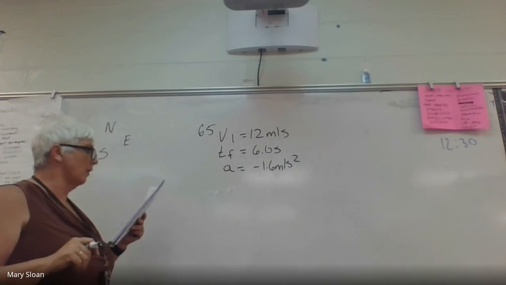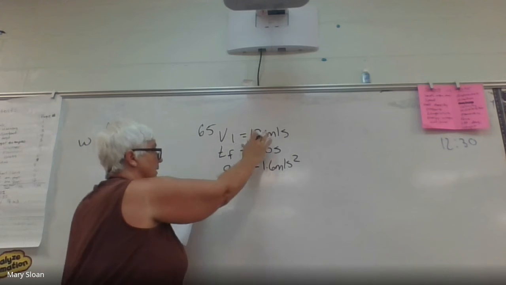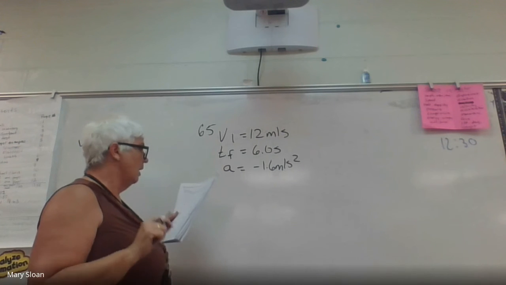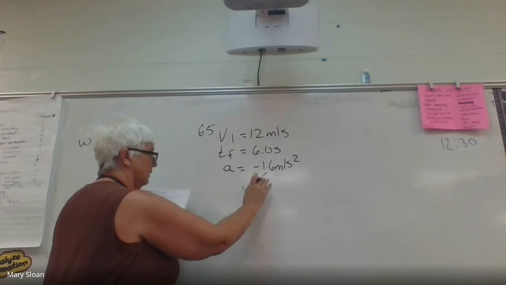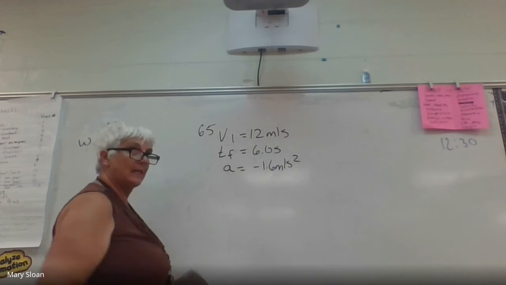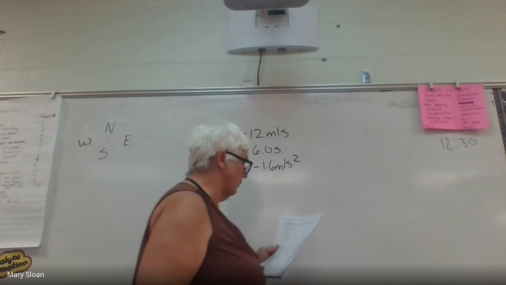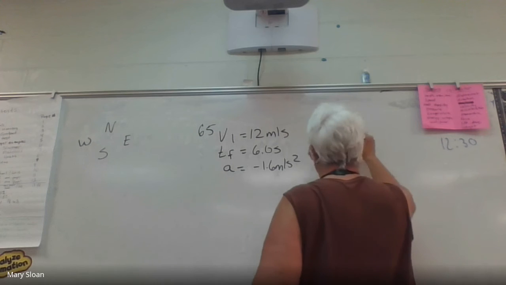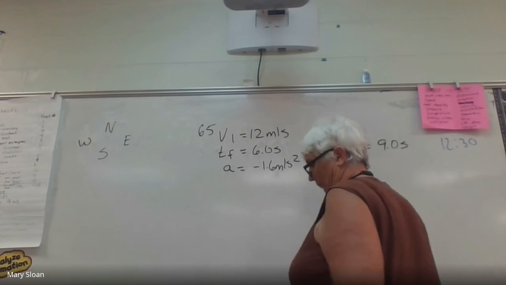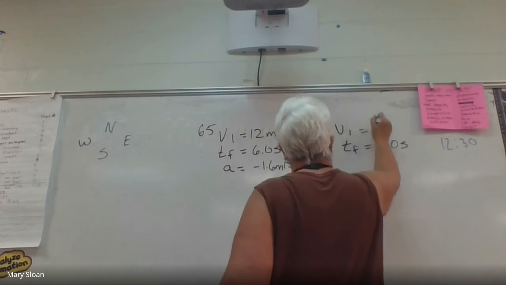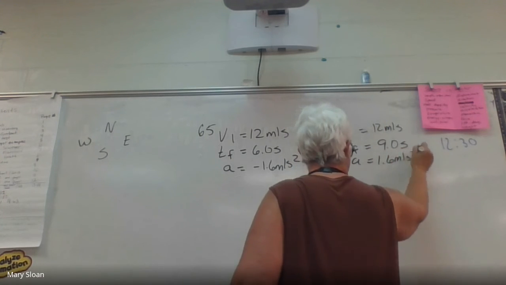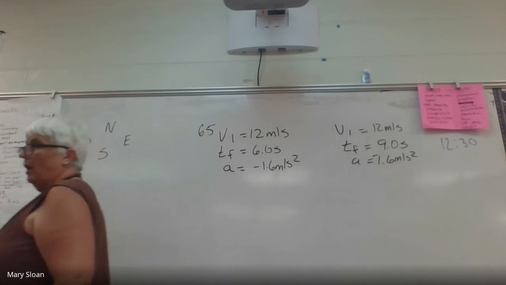So a car is moving forward at the hill at 12 meters per second. That's my velocity initial, with a uniform backward acceleration of 1.6 meters per second squared. The first problem asks us for 6 seconds. The second problem asks us for 9 seconds, right? Did you get those variables?